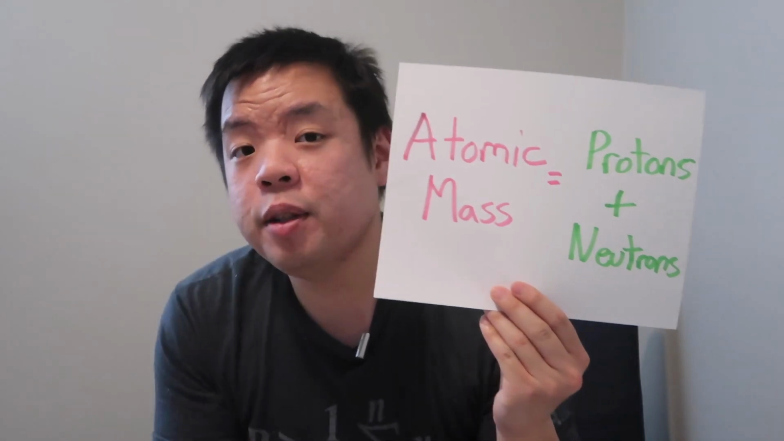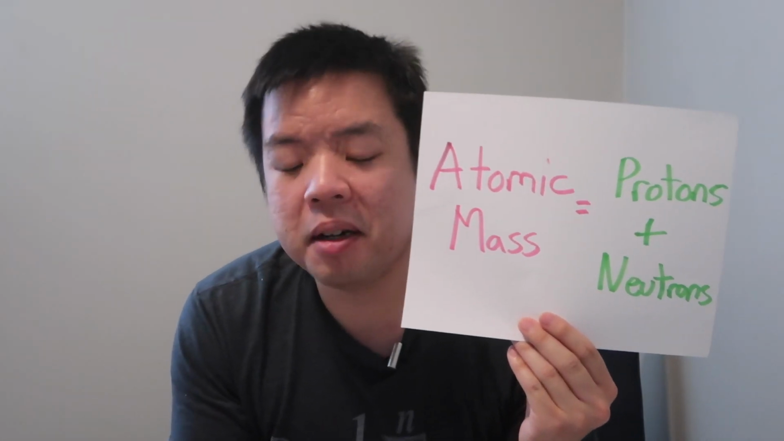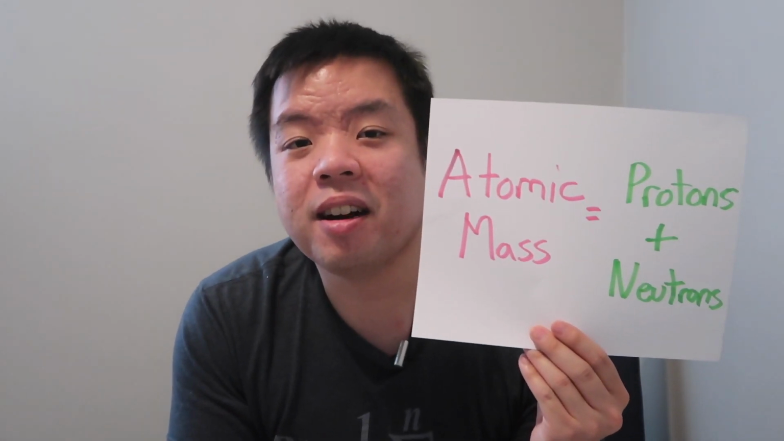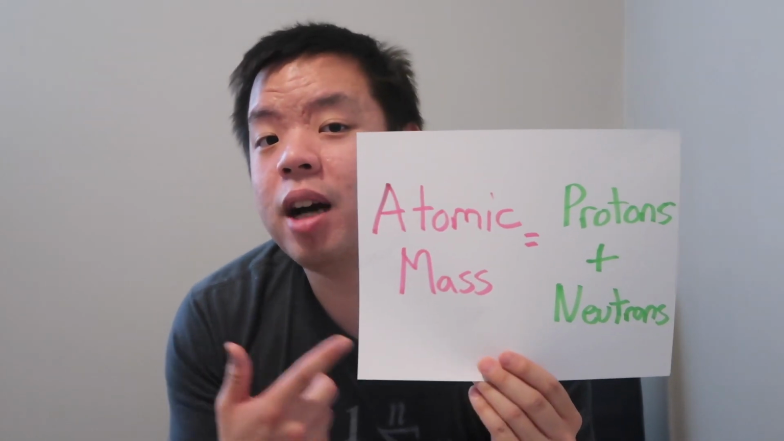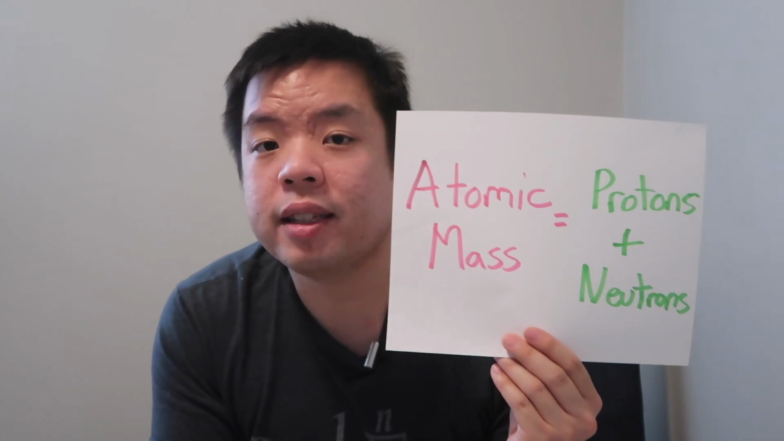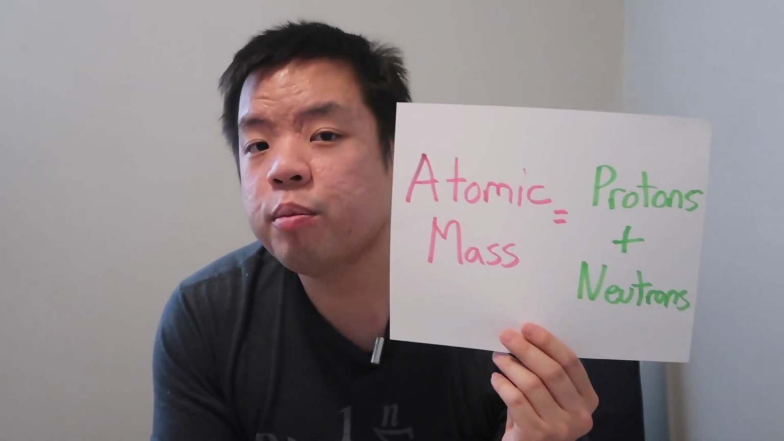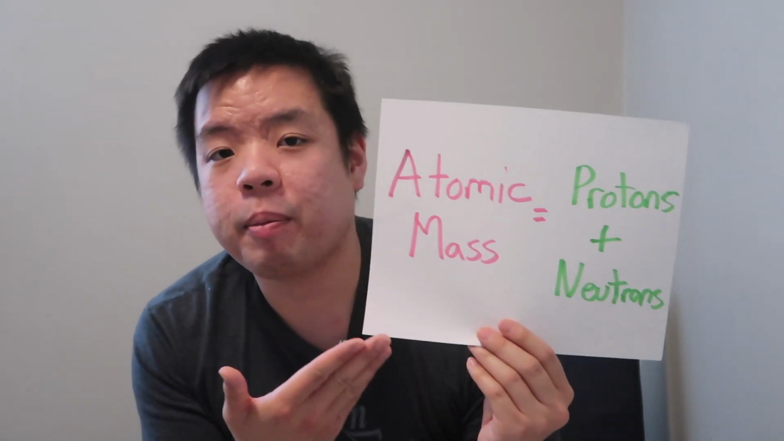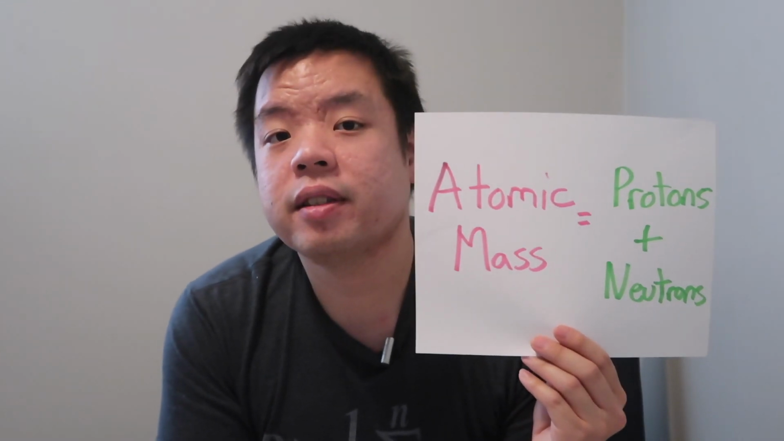The last thing to describe atoms is this idea of atomic mass. Because the mass of an atom is concentrated within the center of an atom, the atomic mass is actually equal to protons and neutrons added together. And we'll learn more about the atomic mass of an atom in future Vodcasts.